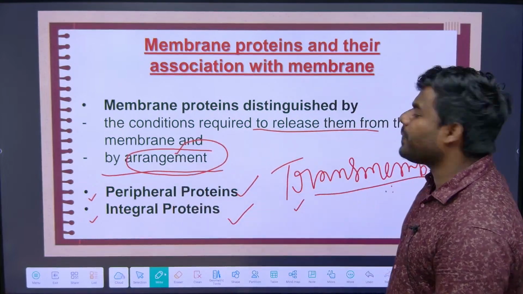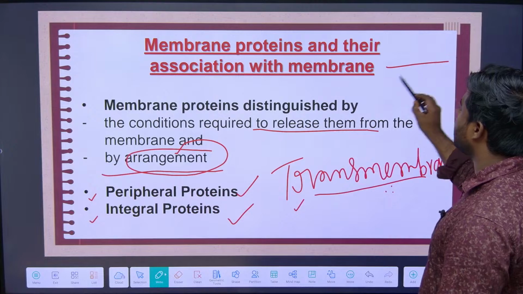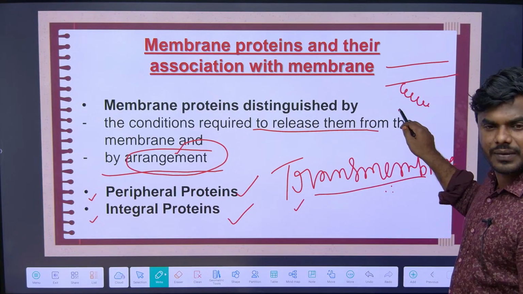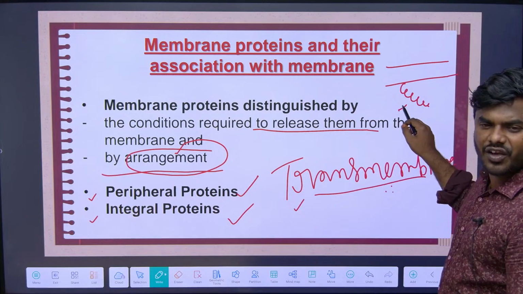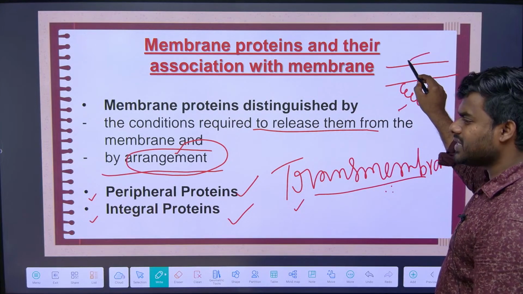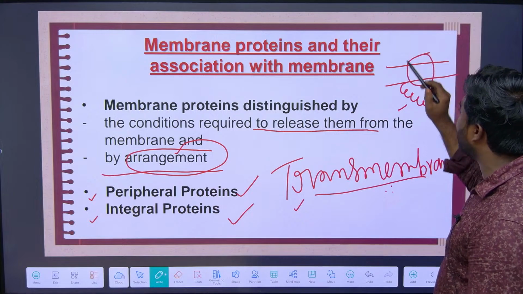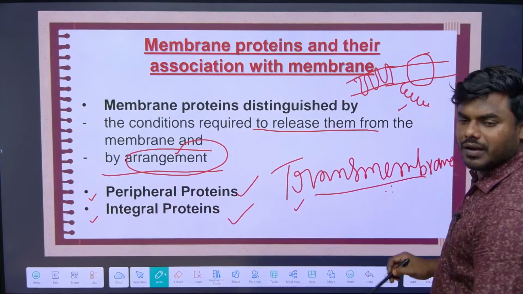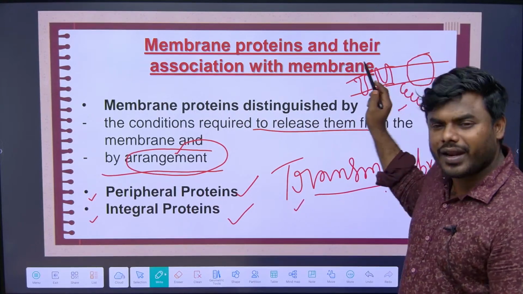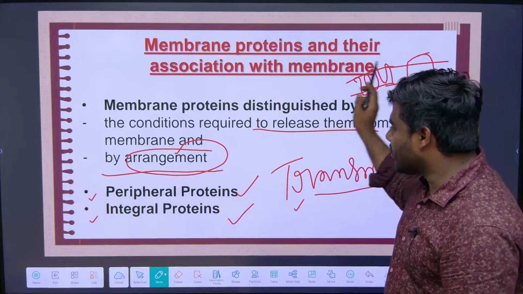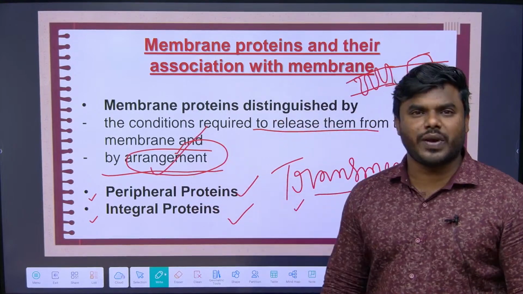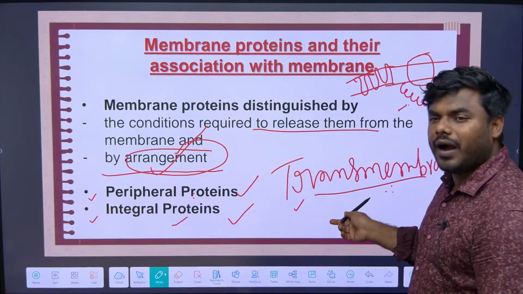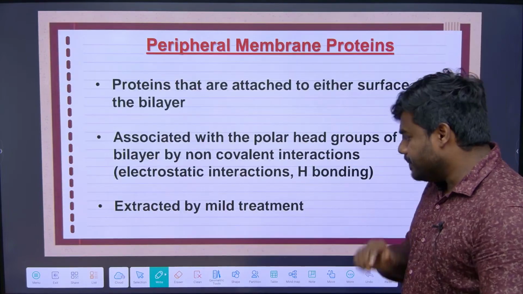What we discussed: where are the peripheral proteins present? Suppose this is the plasma membrane. Peripheral proteins are present only at the periphery region, so their arrangement is completely different. The integral membrane proteins are embedded within the membrane. The transmembrane proteins span the membrane. So every protein's arrangement is completely different. That is the reason, based on their arrangement, we categorize them into peripheral, integral and transmembrane.